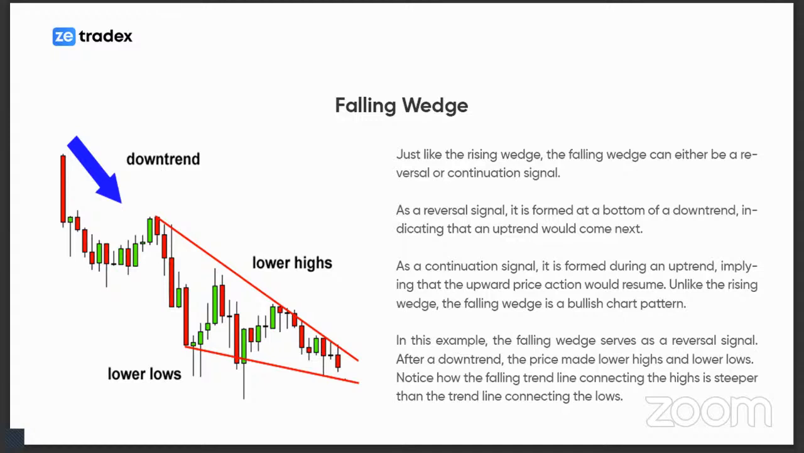Unlike the rising wedge, the falling wedge is a bullish chart pattern. Now, in this example, the falling wedge serves as a reversal signal. After a downtrend, the price has already made lower highs and lower lows. We notice how the falling trend line connecting the highs is steeper than the trend line connecting the lows. So for a downtrend, we notice lower lows, lower highs, and much more downtrend happening, falling.